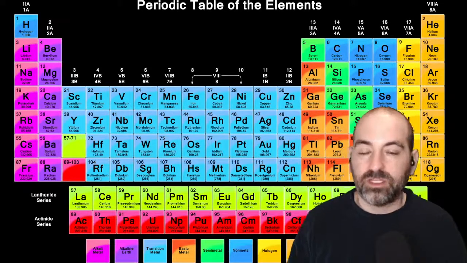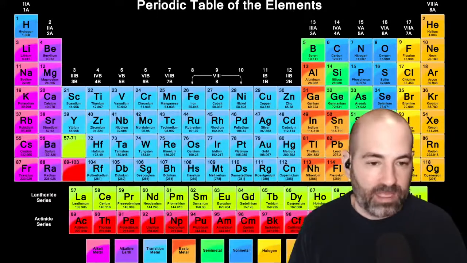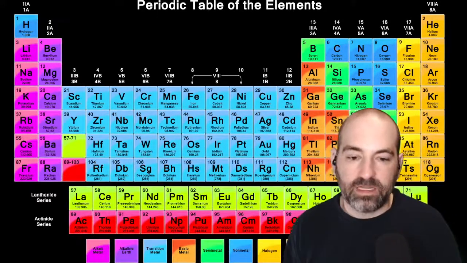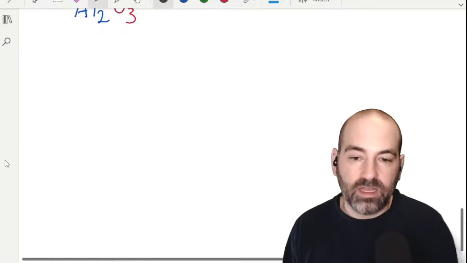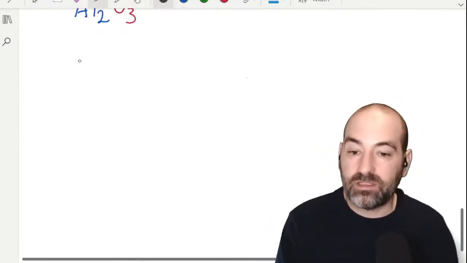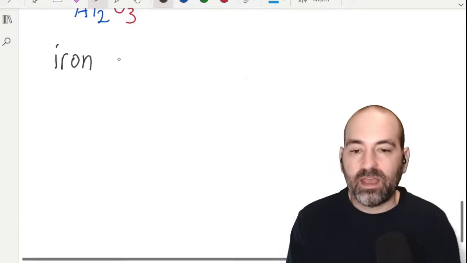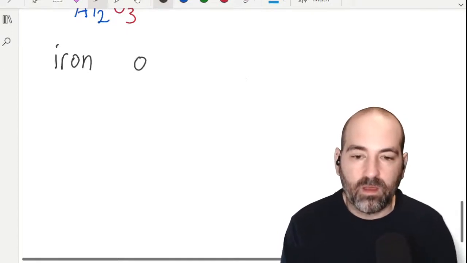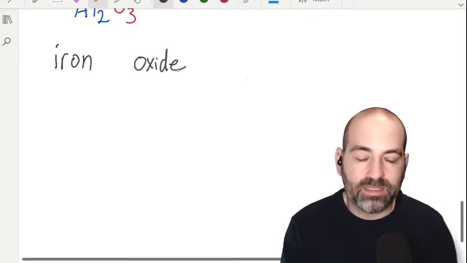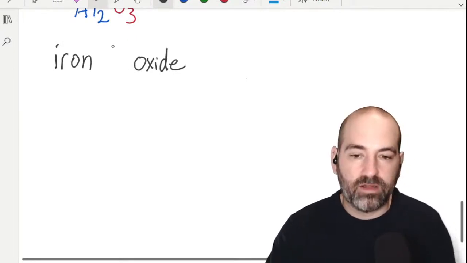trickier because we can't just look at the periodic table and say, oh, it's here, it's this charge. So we need another technique. And the other technique is that when we see a name with one of those elements in it, it's actually going to tell us the charge. So if we want to know a compound, we can't just say iron oxide because that's not enough information. We don't know what the charge on iron is if we just say iron oxide.